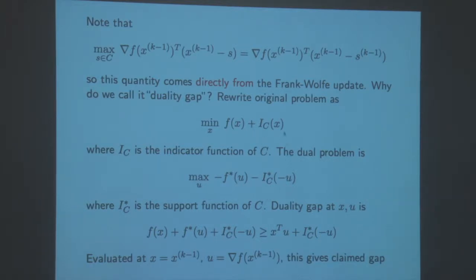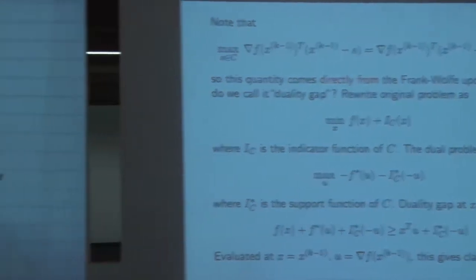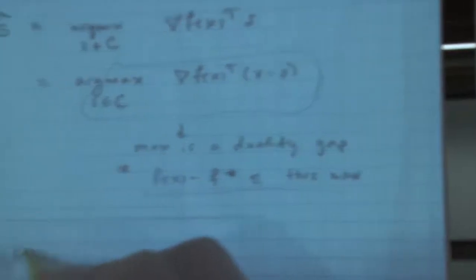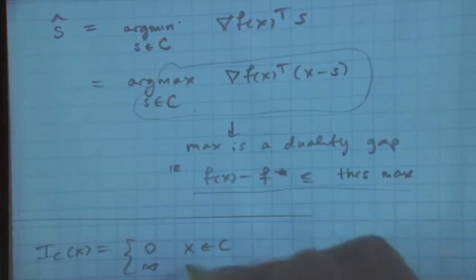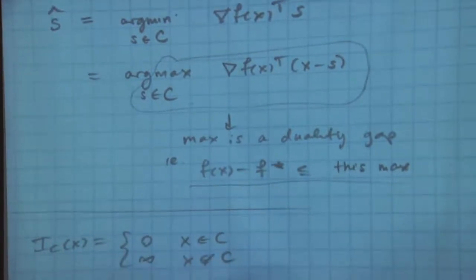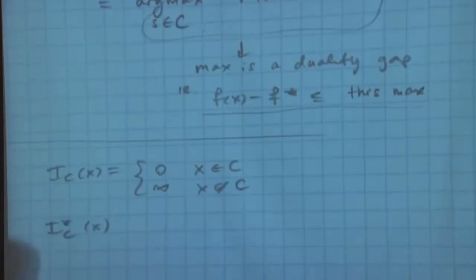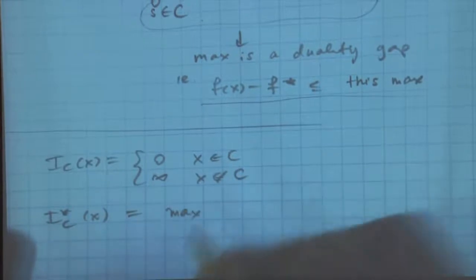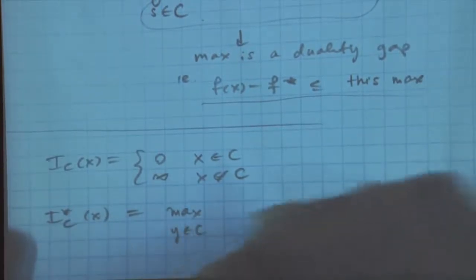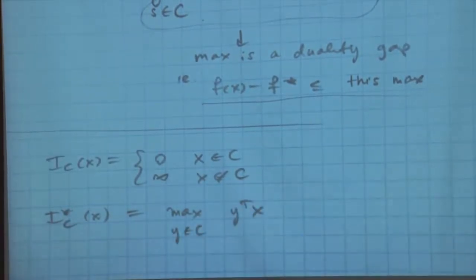If this is an indicator function, its dual is the support function, another thing we learned. The dual of an indicator function is a support function, the support function of a set. The indicator function of a set, just to remind you, is either 0 or infinity. Something we learned in our lecture on duality and conjugates: the dual of that is the support function, and vice versa, which is the maximum inner product over all y in the set C of y transpose x.